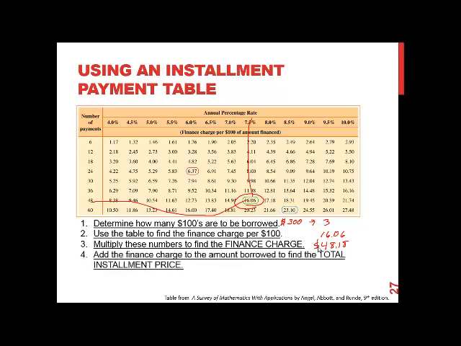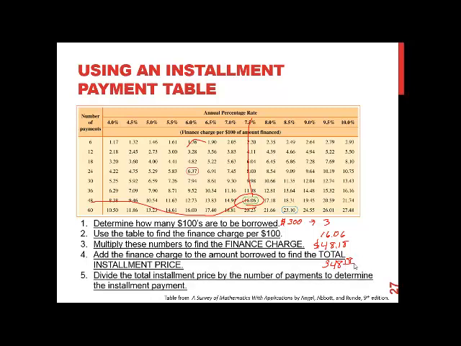Next, we would add the finance charge to the amount borrowed to find the total installment price. This is total principal and interest that we're going to have to pay back. So in this little example over here, if I've got $300 borrowed, I've got $48.18 finance charge. My total installment price would be $348.18.